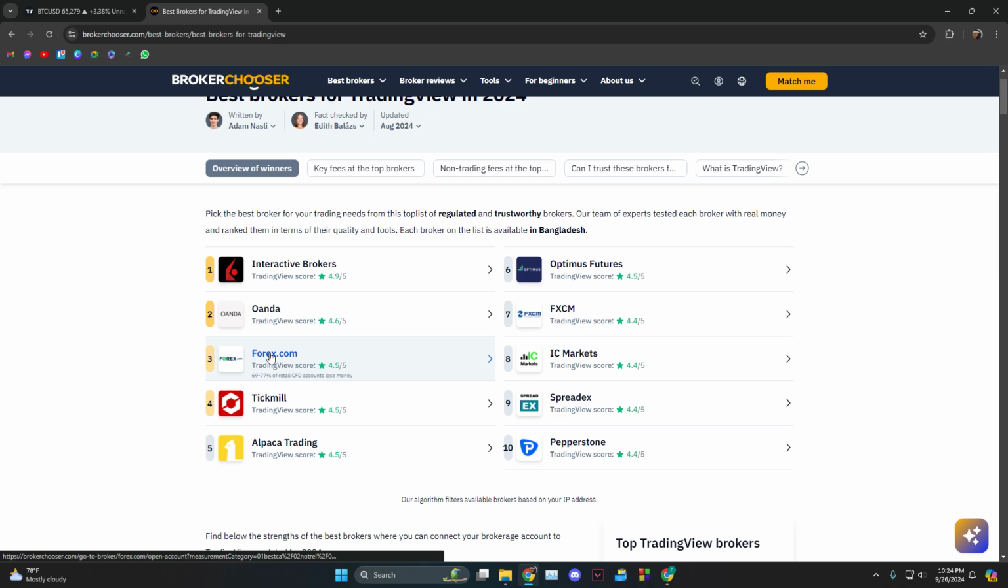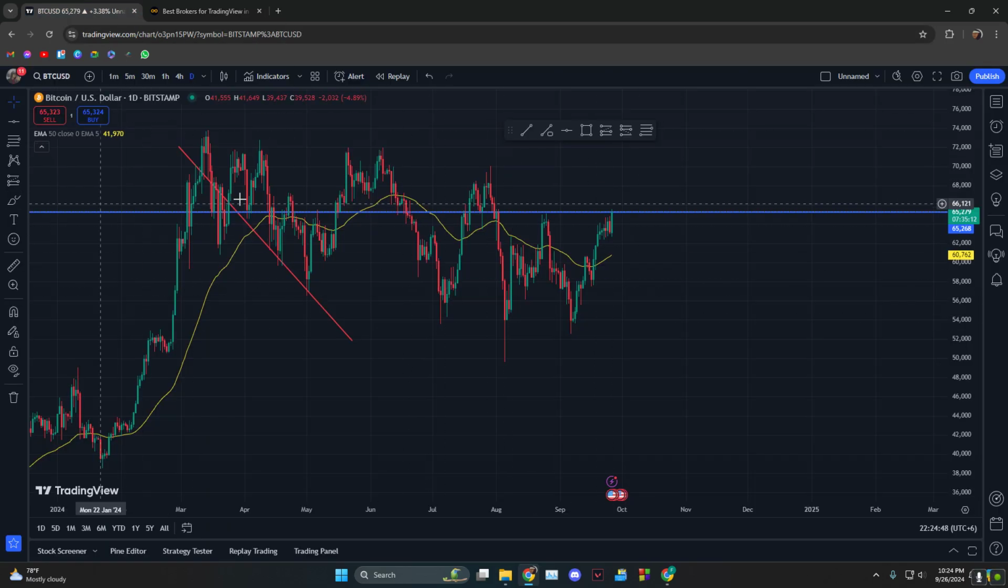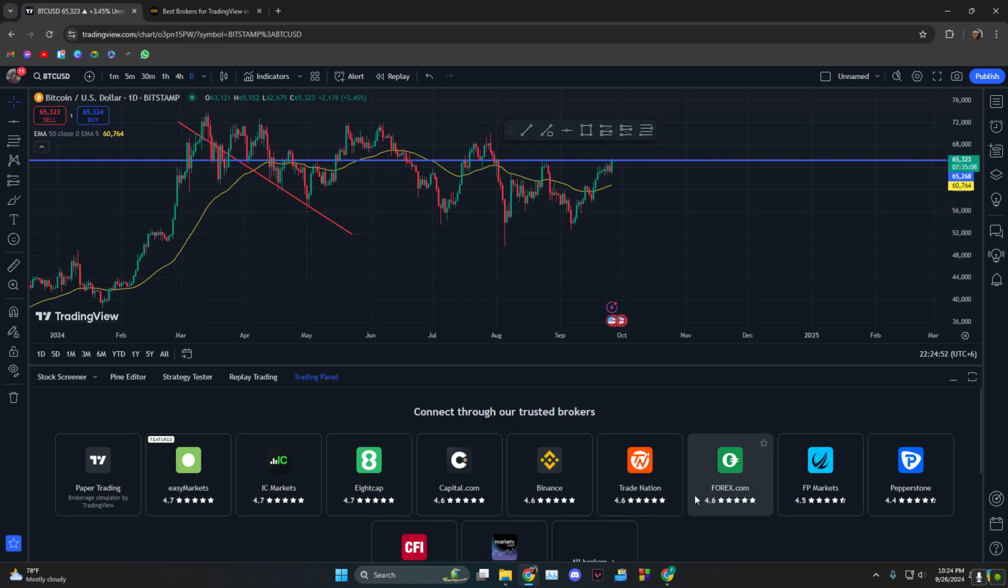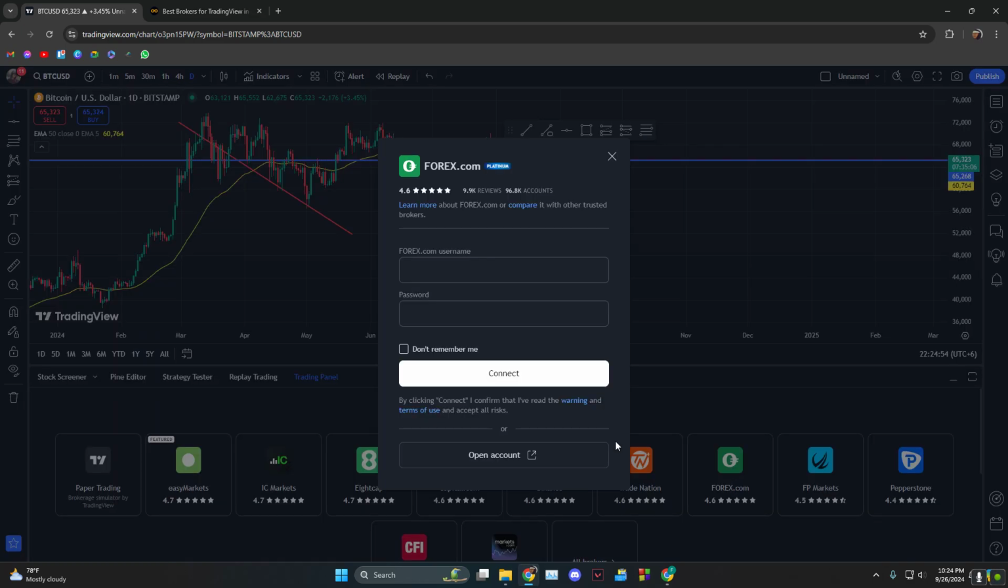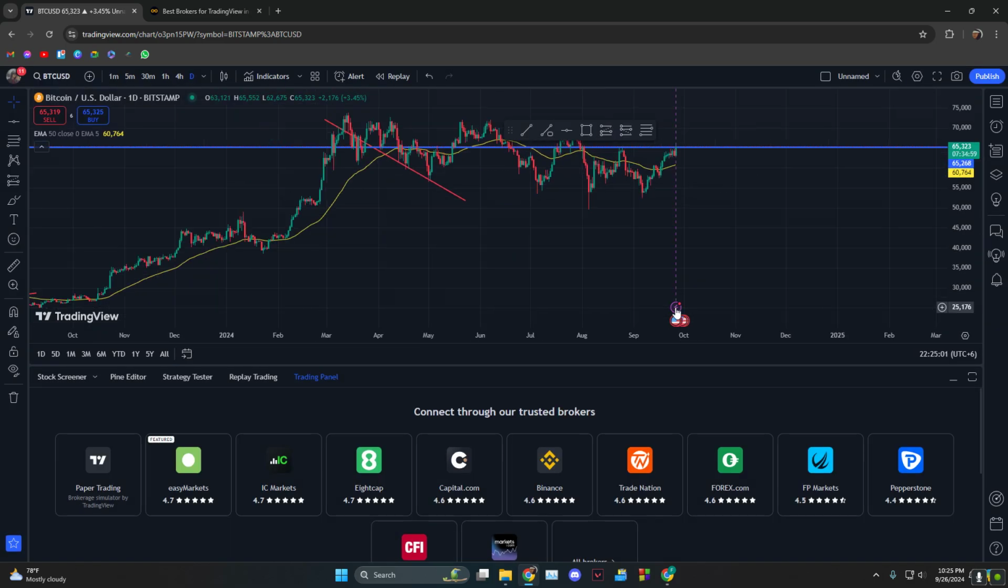So what you need to do, let's say you have a forex.com account, you need to put your money into your forex.com account first, and once you've done that, you need to head over to TradingView, and then you see something called Trading Panel at the bottom. Click on this one and then click on forex.com, and then it's going to ask you to log in with your forex.com username, password, and then connect. From there your wallet will be connected with TradingView, and then you can directly trade using it. And this is how to do it.